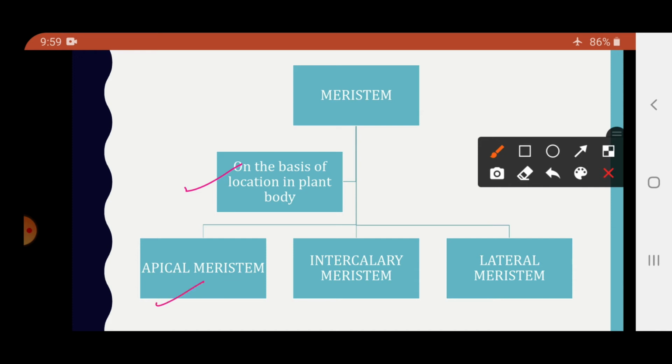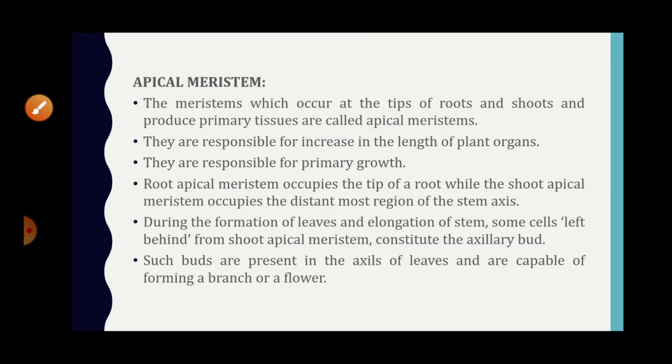One is apical meristem, second is intercalary meristem and thirdly lateral meristem. आपकी बुक में ये क्लासिफिकेशन दिया है. In your book the classification of the meristem on the basis of origin and development is not given. Your book contains the classification of the meristem on the basis of their location in the plant body and on that basis they are divided into three categories: apical meristem, intercalary meristem and lateral meristem.